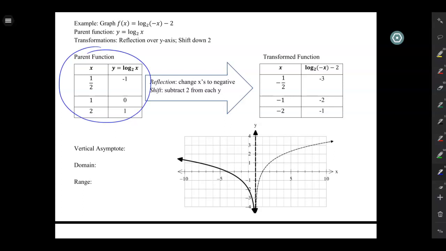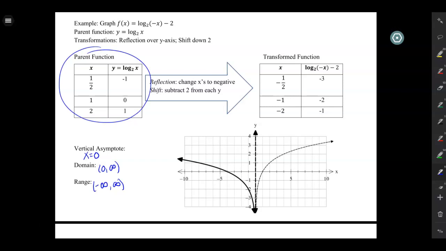Okay. Since I didn't shift either way, left or right, my vertical asymptote is still going to be x equals 0, which means that my domain hasn't changed and my range hasn't changed. So here's actually a fun fact. Your range is never going to change for these logarithms. Okay. So your range is always going to be from negative infinity to infinity.